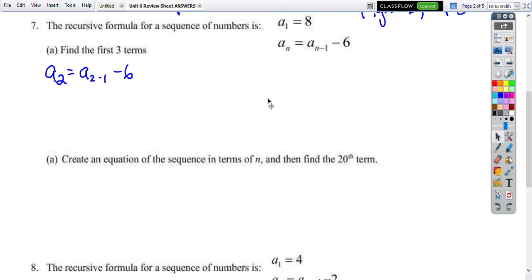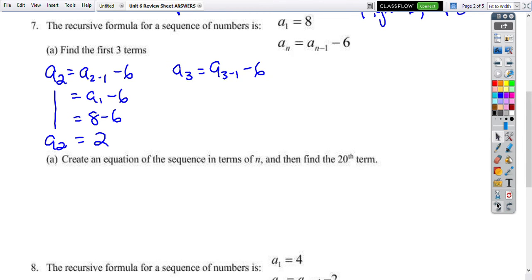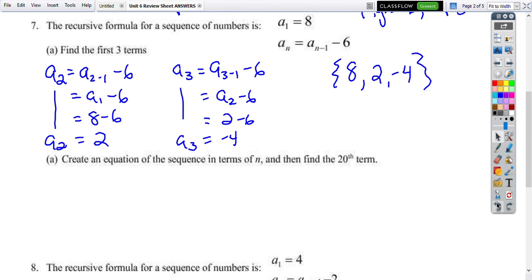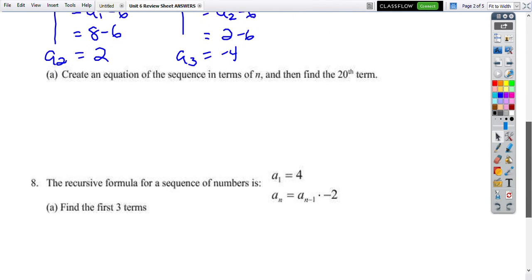Down to number 7. So recursive formula for the sequence, they give us the first term, which is 8, and they give us a sequence. So we already have the first term, we need the second. So we're going to take A2, we're going to plug it in for n, and really 2 minus 1 is actually A1. When you plug in A1, you're plugging in 8, and then 8 minus 6 is 2, so A2 is 2. So A3 would mean that we're doing 3 minus 1, which is A2 minus 6, so that's 2 minus 6, or negative 4. And so our first 3 terms are 8, 2, and negative 4.